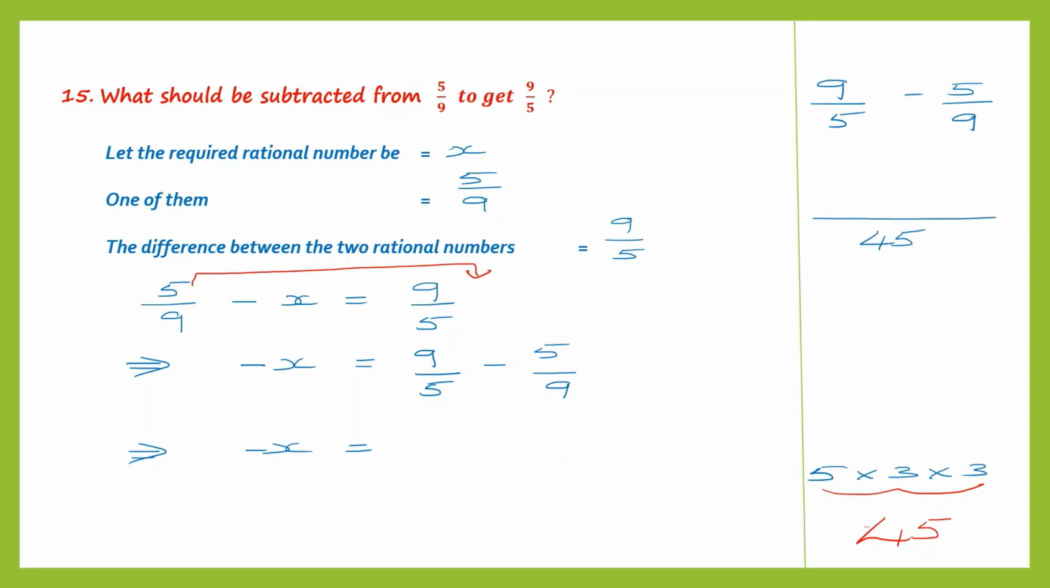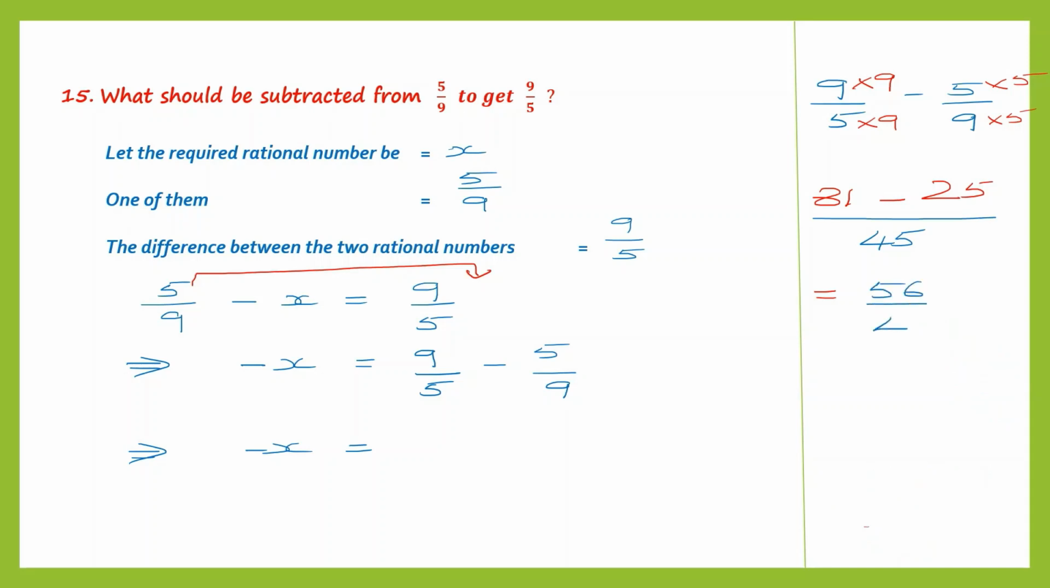So let's take the first rational number. 5 nines are 45. So 9 nines are 81. Minus 9 into 5 is 45. So 5 into 5. 5 fives are 25. So 81 minus 25. Let's subtract and see. 81 minus 25, now here we need to borrow. 11 minus 5 is 6. 7 minus 2 is 5. So what do we get? 56. So we get 56, and the denominator is 45. So let's write that here. Minus x is equal to 56 by 45.